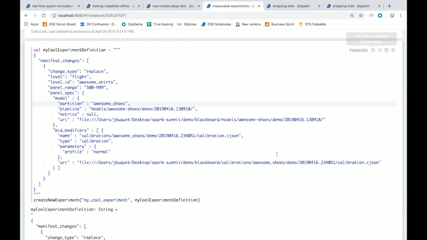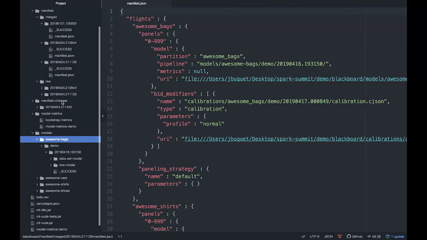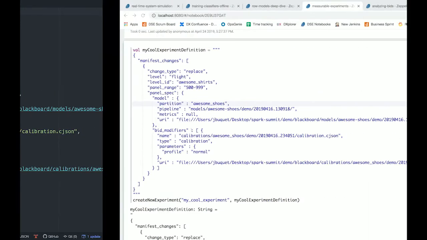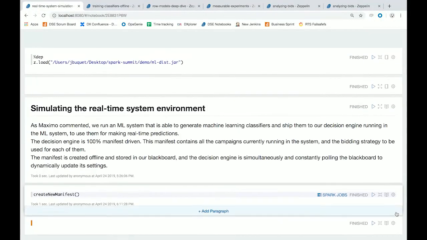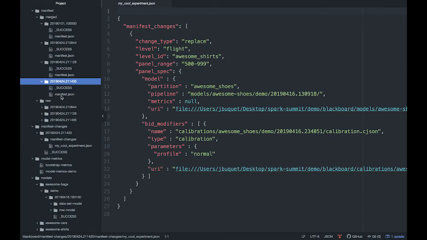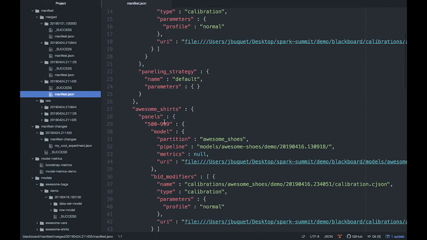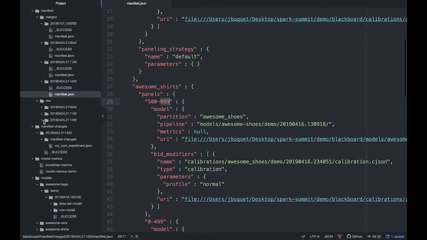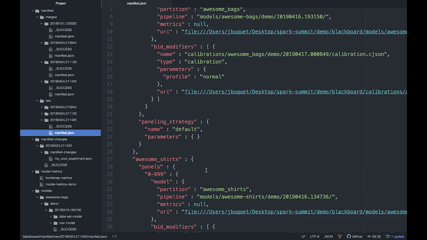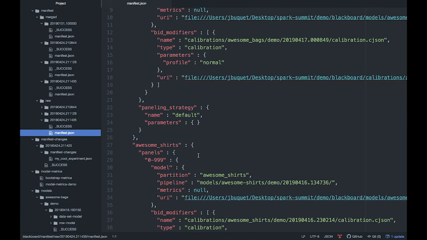So I'll run this, and this will create, again, an entry in my Blackboard and shows exactly the JSON that I created. And if I recreate my manifest, I'll see that a new update is done here, and my awesome shirts is now paneled. And also, we have this raw here, not the merged manifest, but the raw. In this case, it will not be paneled, and this is because we want to be transparent.